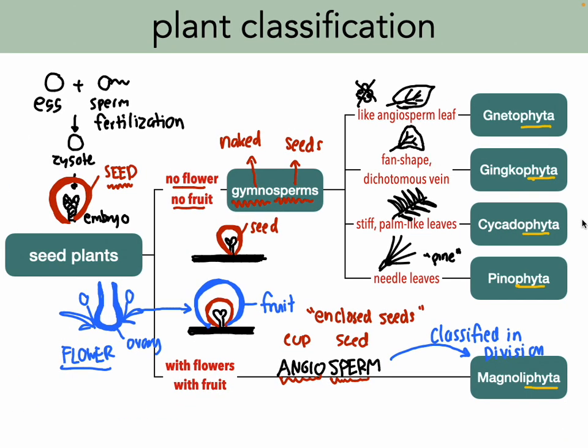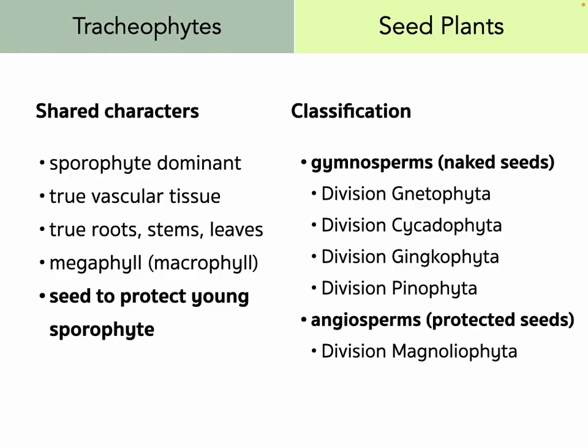All right, so this is an overview of all the seed plants. We have gymnosperms and angiosperms, the seed with or without the fruit, and the ones without the fruit have 4 more groups: Gnetophyta, Ginkgophyta, Cycadophyta, and Pinophyta, based on the leaf shape. It's a lot, I know, but we're going to go through each of them together slowly. All right, let's look at each of them.